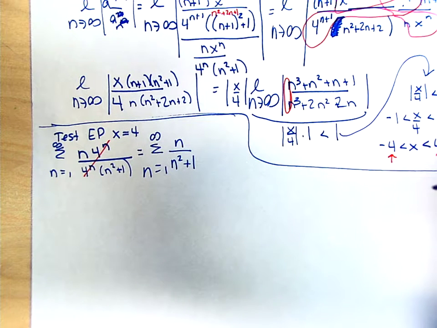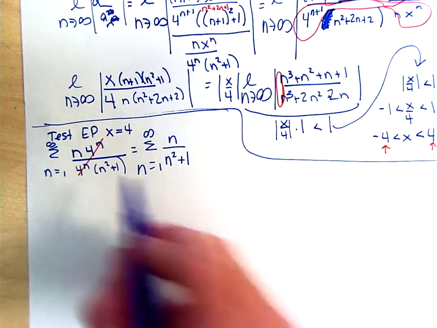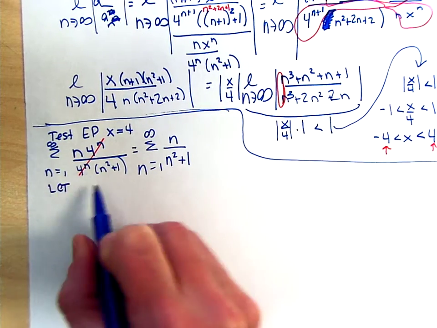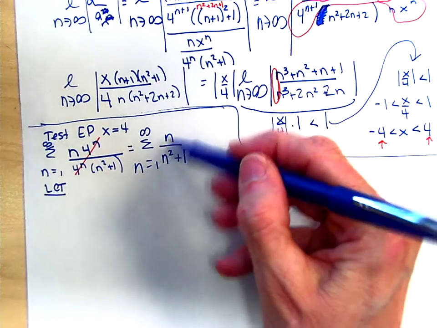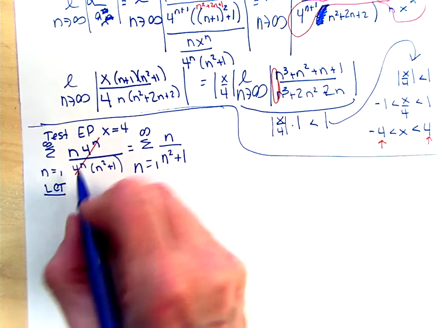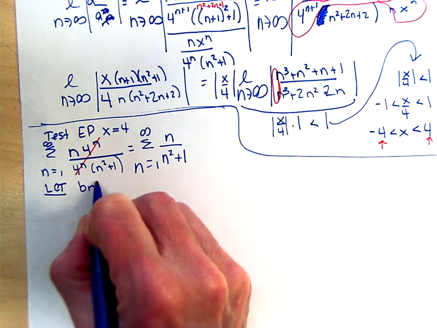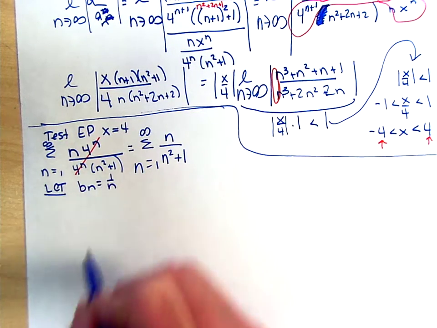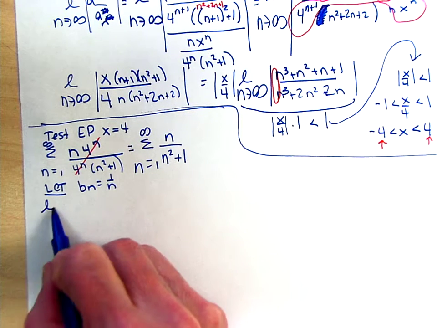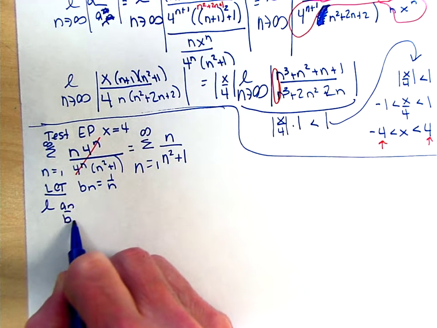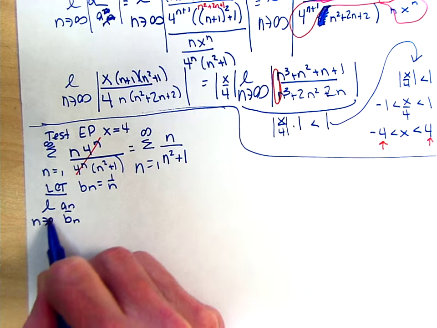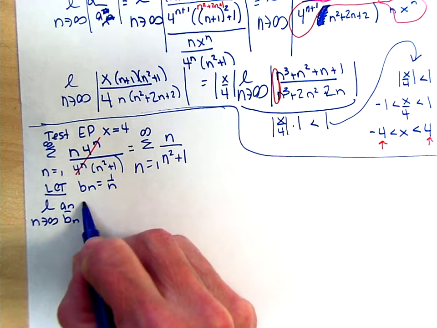At this point, I'm going to pick a test. I can either run DCT or LCT. I'm going to do LCT, and take a look at the numerator and denominator. I'm going to let b sub n equal 1 over n. Now I'm going to take the limit of a sub n over b sub n as n goes to infinity.